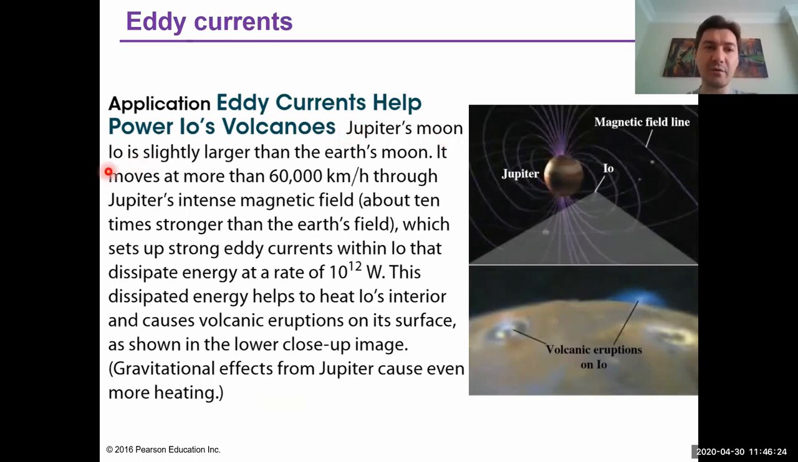Jupiter's moon, Io, this one, is slightly larger than the Earth's moon. It moves at more than 60,000 kilometers per hour through Jupiter's intense magnetic field, about 10 times stronger than the Earth's magnetic field. Earth's magnetic field around the poles was about one Gauss, let's say, okay? The magnetic field produced by Jupiter is 10 times stronger than the Earth's field, we can compare it, which sets up strong eddy currents within Io.